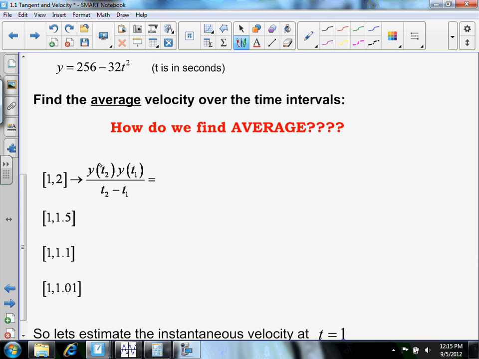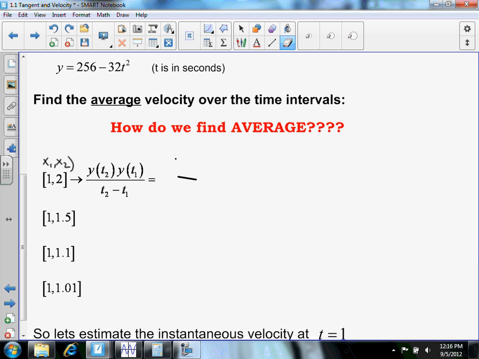For our average velocity, we're plugging our numbers in. Remember, this is just our point. Over this time, these are intervals, so both of these are x values. We'll call this x1 and we'll call this x2. So you need to plug those into your equations. Plug in the value of 1 into t. Plug in the value of 2 into t and tell me what you get.